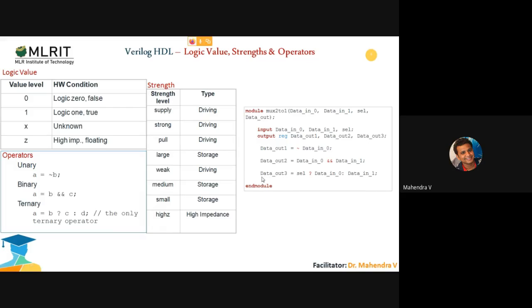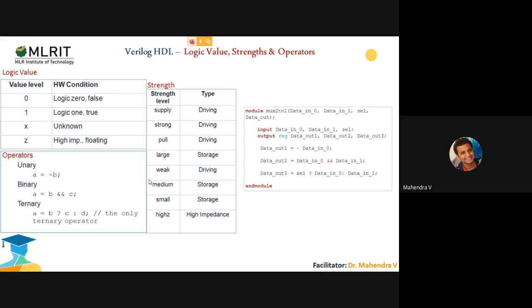Now if you look at data out 3, it uses the ternary operator. At times we can call this ternary operator the conditional operator also. Here 3 operands are involved. First verify B. If B is true, C is assigned to A, else D is assigned. That means B, C, and D are the 3 operands involved in the operation. That's why it is ternary. Now here it verifies the select line. If the select line is 1, data in 0 is assigned to output 3. Otherwise, data in 1 is assigned. I hope you understood this.